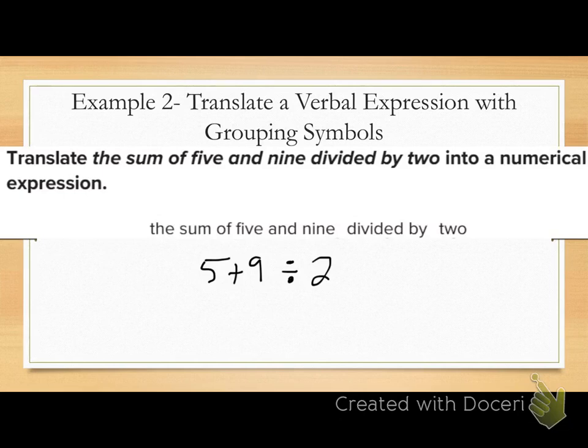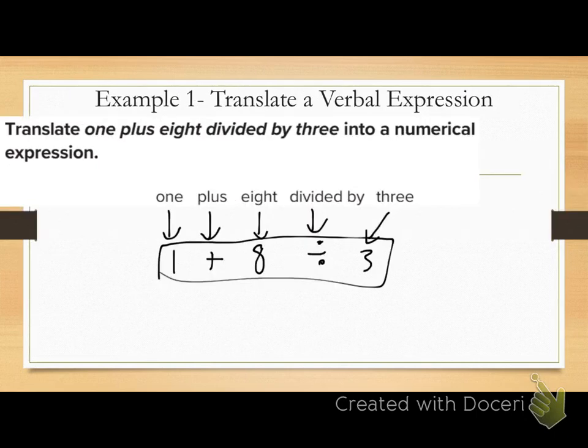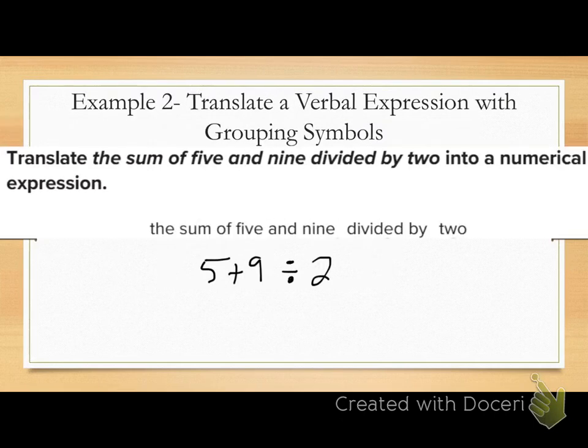We're missing something. When it tells me the sum of 5 and 9, and it words it like this, it's wanting the whole sum, the whole amount, to be divided by 2. Whereas over here, does it say the sum of 1 and 8 divided by 3? No, that's just 1 plus 8 divided by 3. Here it wants the actual sum of 5 and 9 to be divided by 2. So it changes the way I'm going to do my operations. So what I need to do here is include parentheses, and that parentheses is my sum of 5 and 9.